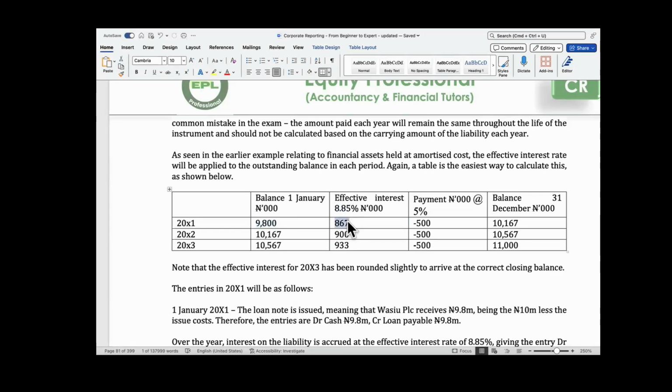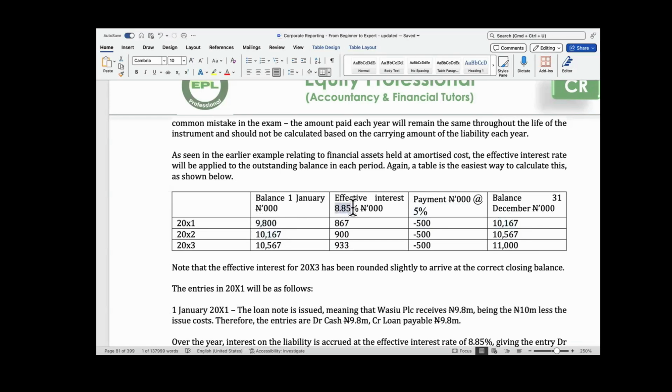Okay, that's how much we are going to recognize as our finance costs. And we are paying 5%. And this 5% is on the principal, not on these 9/8. It's on principal. And don't forget, the principal is 10 million. That is how much we borrowed. So that gives us 500. So 9/8 plus 867 minus 500 gives this, which we are going to carry forward to next year.